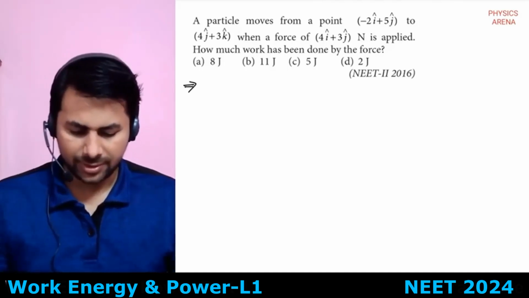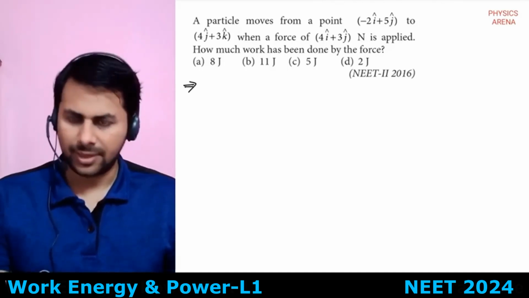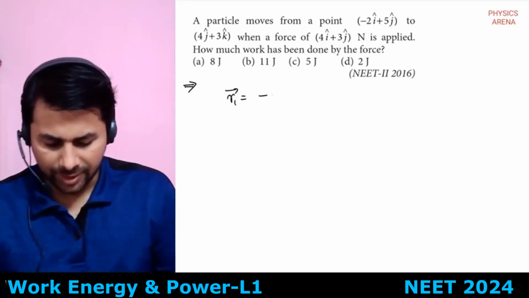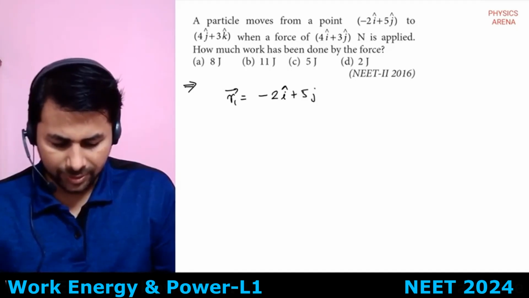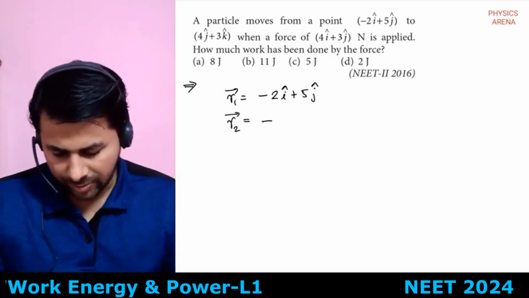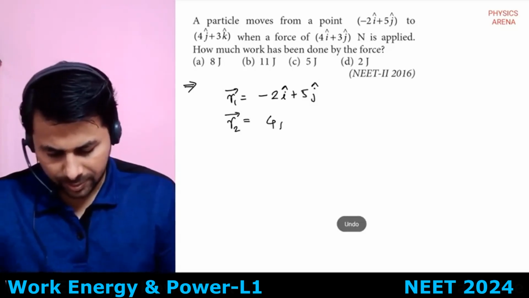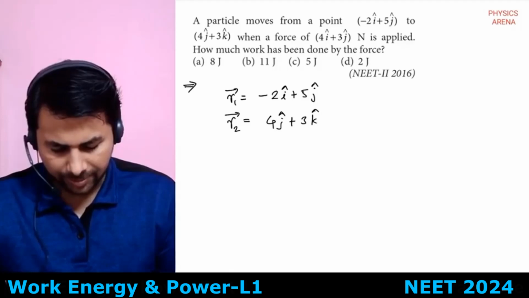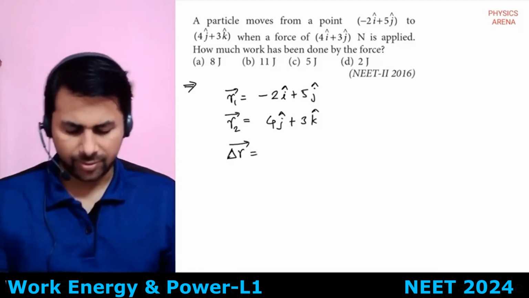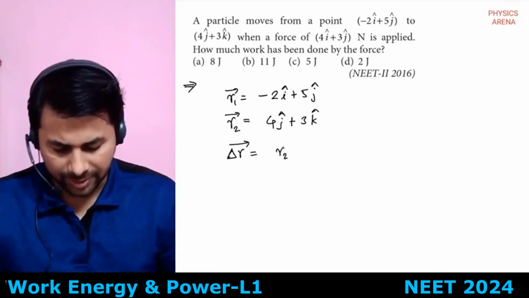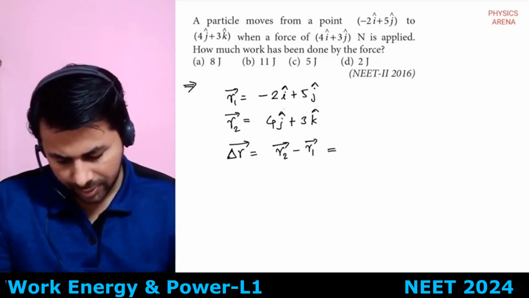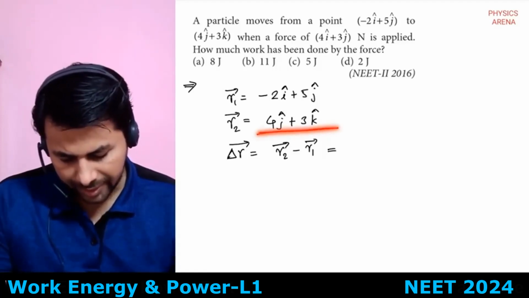Right. So you are given the initial position vector, suppose r1 bar, it is minus 2i cap plus 5j cap. You have the final position vector r2 bar, which is 4j cap plus 3k cap, and you find the displacement delta r bar, or you call it s bar, which will be r2 bar minus r1 bar.